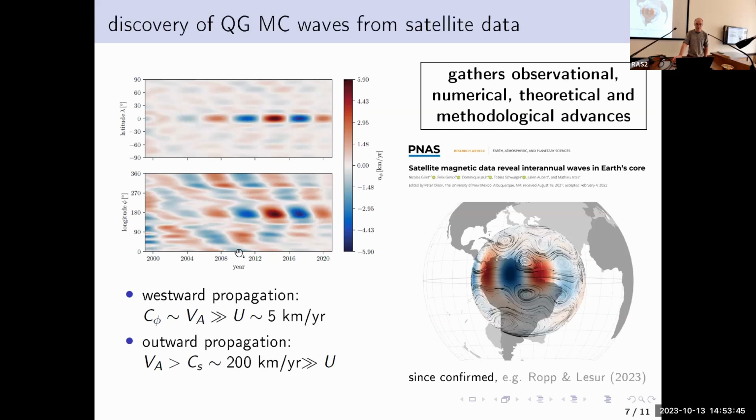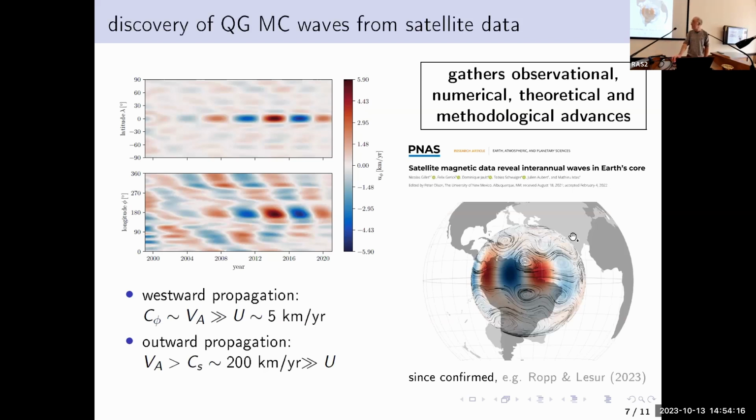of these patterns. The speed is very large, typically 1,000 or more kilometers per year in the phi direction and a few hundred kilometers per year in the S direction. So in both cases, much larger than the fluid flow, here a few kilometers per year. The shape of these waves looks like this. So you can see they are centered in the equatorial belt. That's where they are the strongest, and that's where also the magnetic signal is the largest.